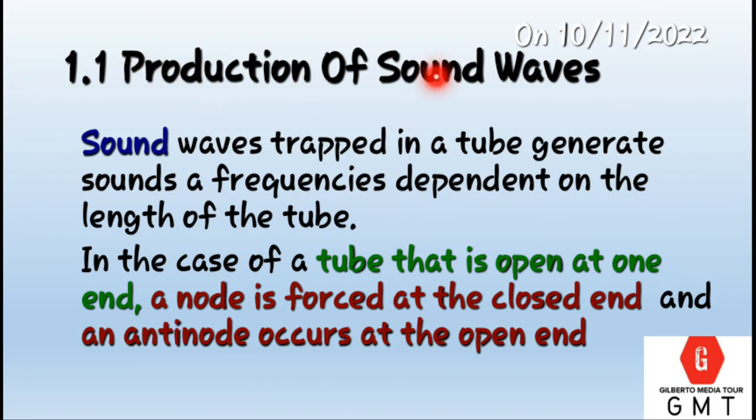Production of sound waves. Sound waves trapped in a tube generate sounds of frequency depending on the length of the tube. In the case of a tube that is open at one end, a node is formed at the closed end, and an antinode occurs at the open end.